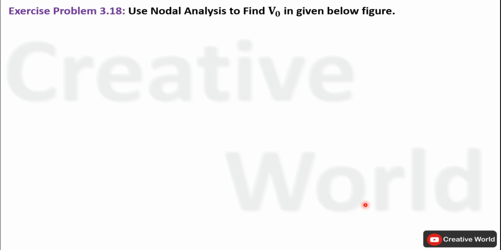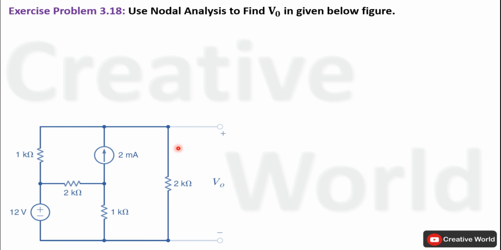Exercise problem number 3.18. Use nodal analysis to find the value of voltage V0 in the given figure. This is the circuit diagram of the given problem. Inside this network, we have to find the voltage across this 2 kilo ohm resistance labeled as V0 with this specified polarity, and we have to use the nodal analysis technique. So without wasting time, let's proceed towards the solution of the network.